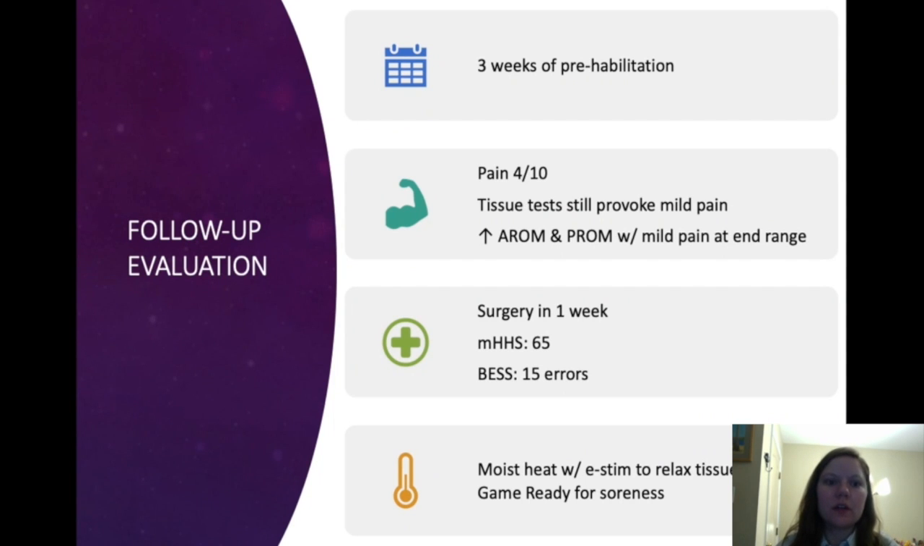So we did document every day that she did treatment. She did treatment 3 times a week throughout her whole time with me. And for my first follow-up evaluation that I'm sharing, it was 3 weeks of prehab. And so she reported her pain level today was 4 out of 10. Her tissue test still provoked some mild pain, but her active and passive range of motion is improving, just with some mild pain at end range.